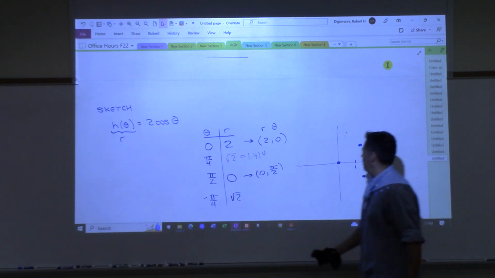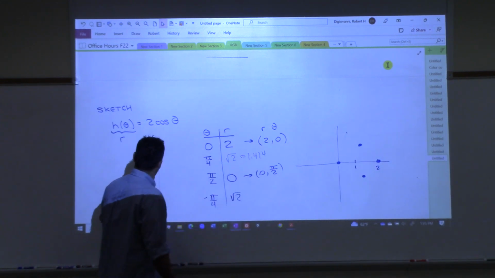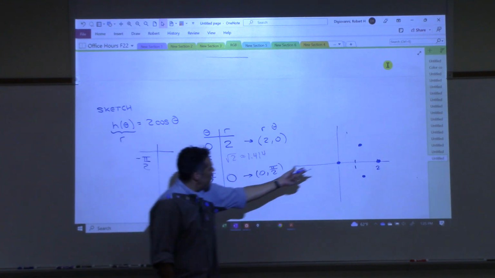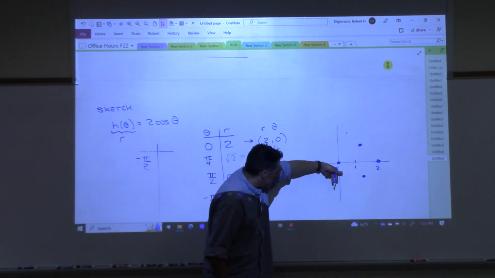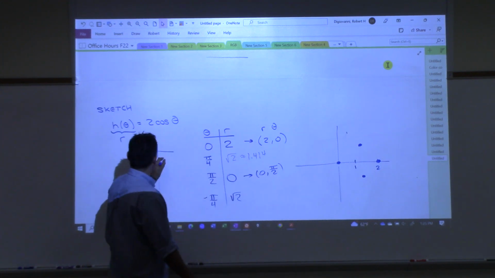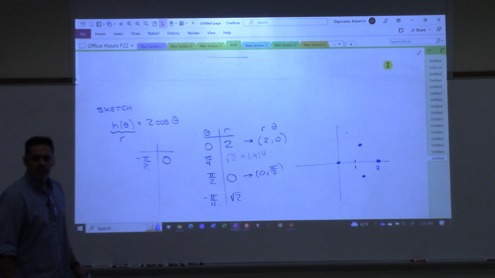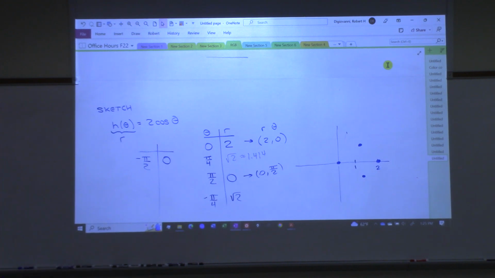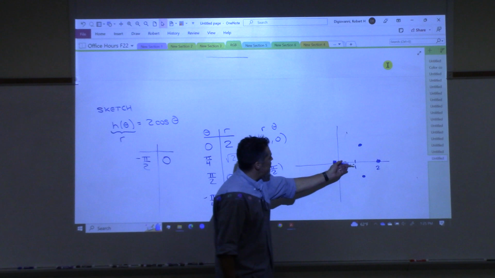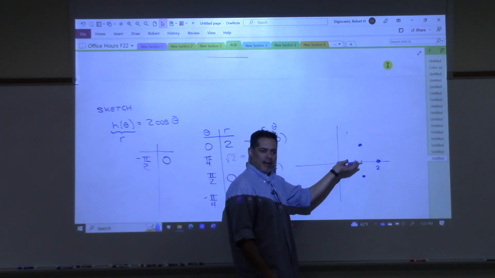Let's see, where else do I want to go? How about negative pi over 2? If I aim like this, it's going to be back at 0 again, because cosine of negative pi over 2 is 0. What is this drawing? I need more points. Maybe I do pi over 8, some smaller angles in here, to figure it out.